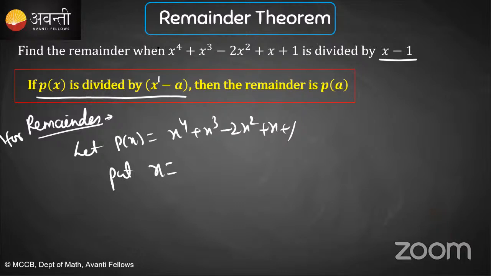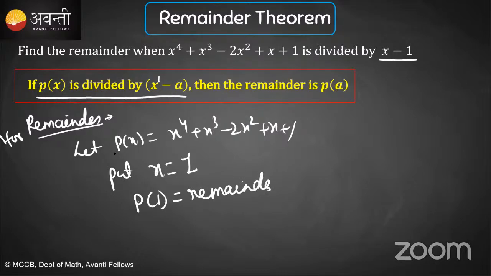Tell me quickly in the chat box. What should I put? To get the remainder, I should put x equal to 1. Yes or no? See, if we divide by x minus a, then we should put x equal to a. Similarly, if I divide by x minus 1, then a is 1. So now put p of 1. Now find p of 1, which should be my remainder.